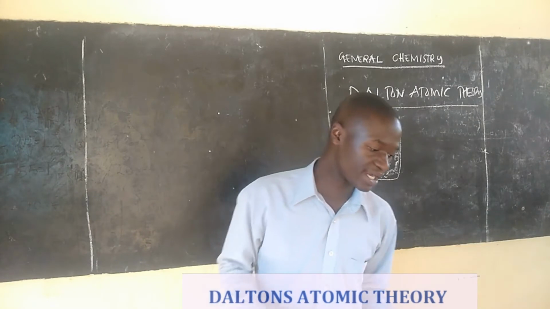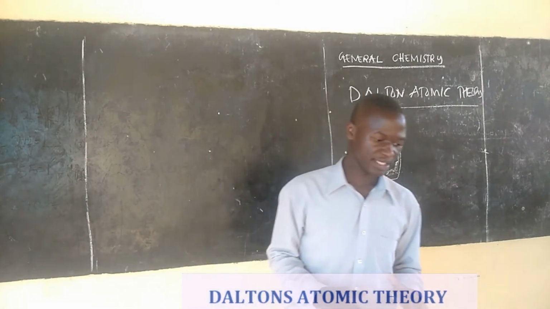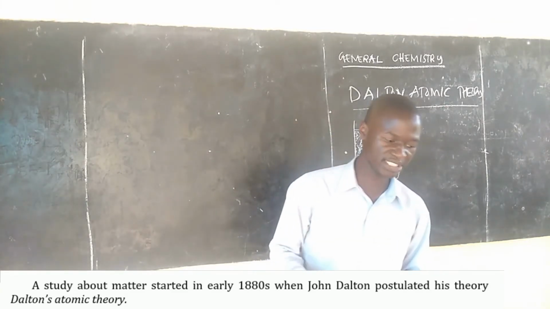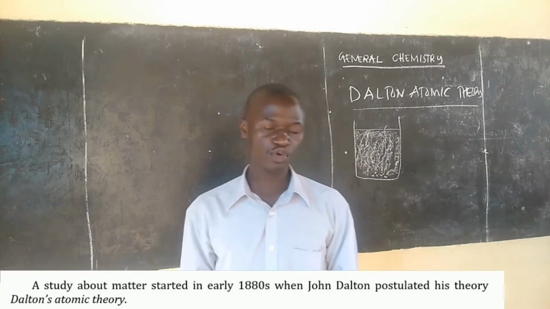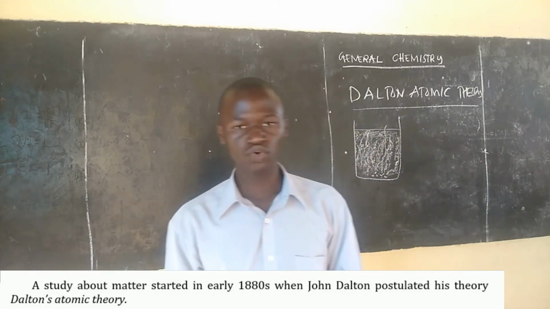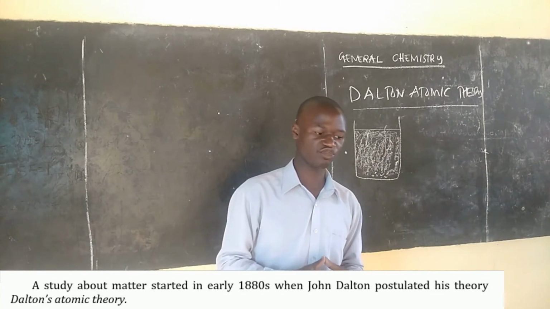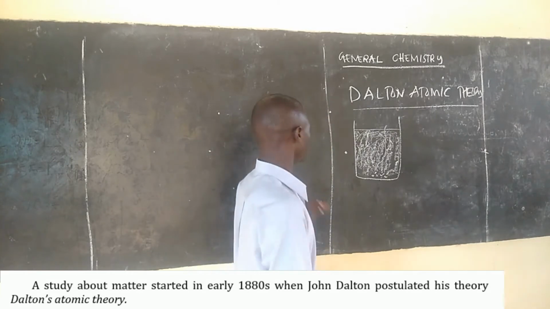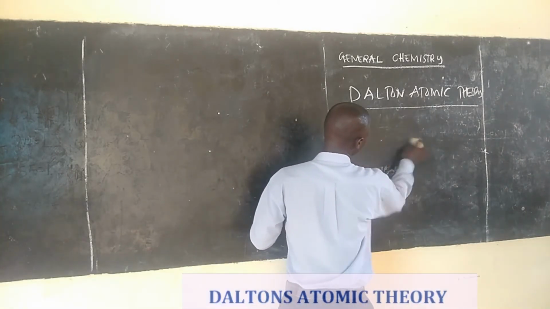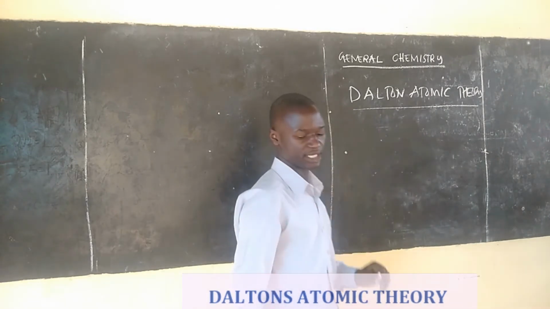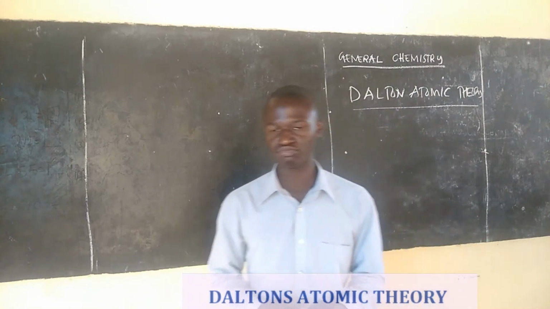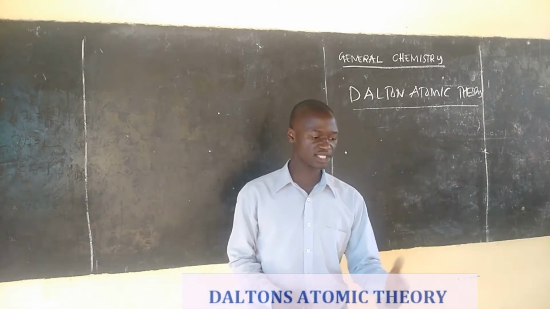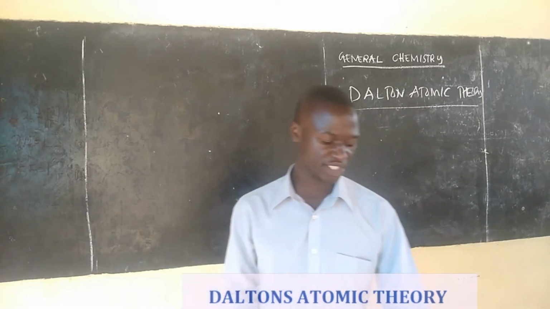Now, a study about matter started in the 1800s when John Dalton postulated his Dalton's atomic theory. So he was the first person to suggest about the particulate nature of matter in 1808, but also he was the first person to start postulating about the structure of that atom. Your atom ipoje.